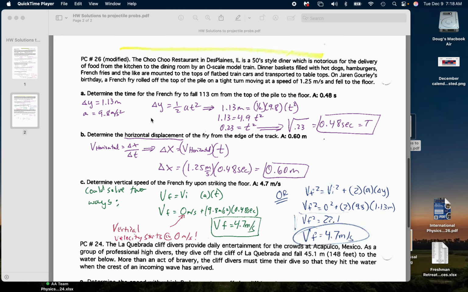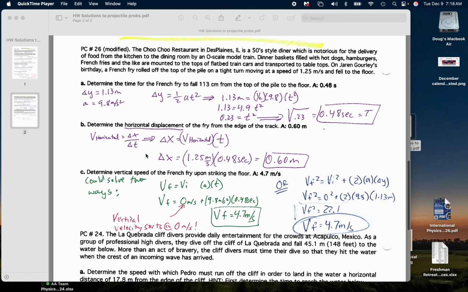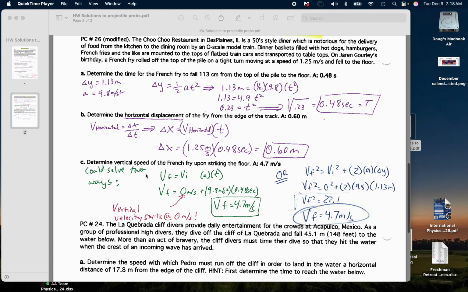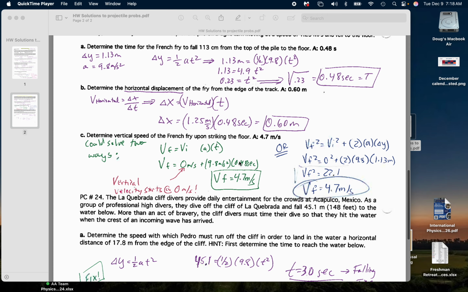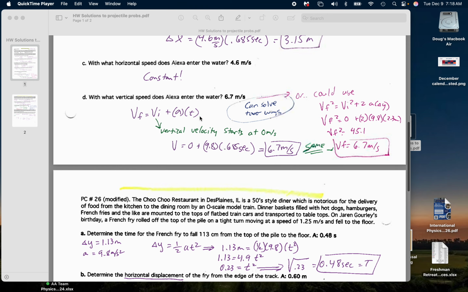PC26, looking at this again, there's a lot of information there. First thing, you're solving to find the time to fall. Second thing, you're going to find the horizontal displacement. So again, that looks like parts A and B of the previous two problems. And then the vertical speed of the fry upon striking the floor. That's just like part D of this problem.